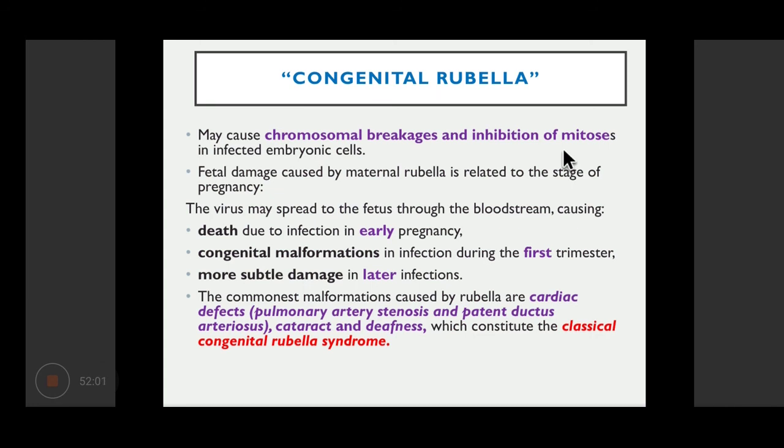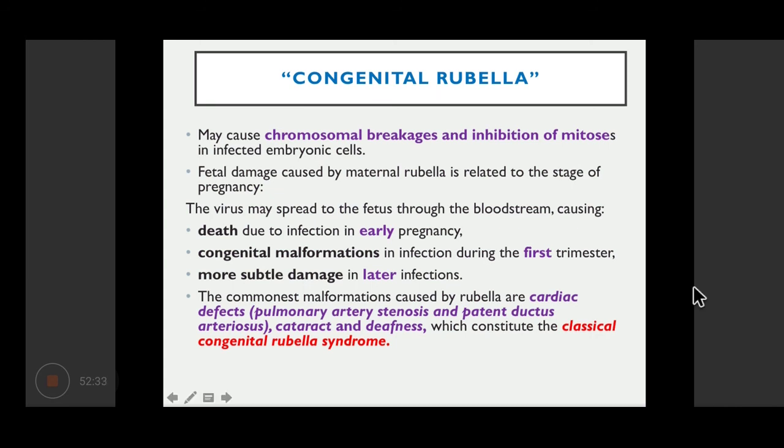Okay, so fetal damage caused by a mother suffering from active rubella is related to the stage of pregnancy. If the mother gets infected in early pregnancy, then it would result in death of the fetus. And as the pregnancy progresses and the mother becomes infected during the later part of the pregnancy, the damages become more and more subtle because the development of the fetus has already taken place.